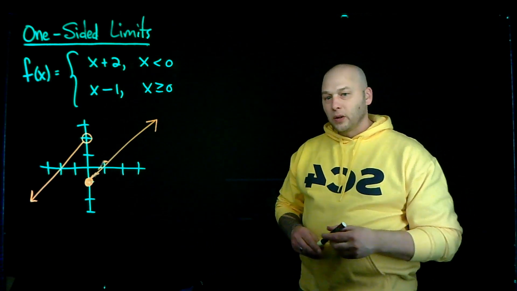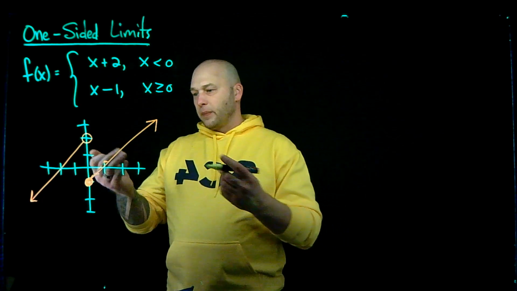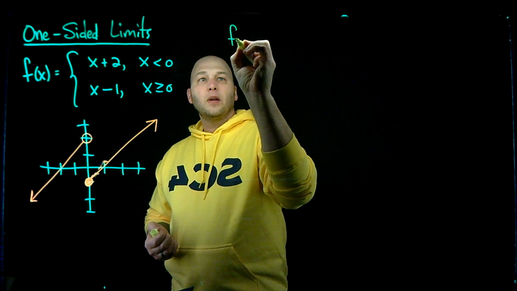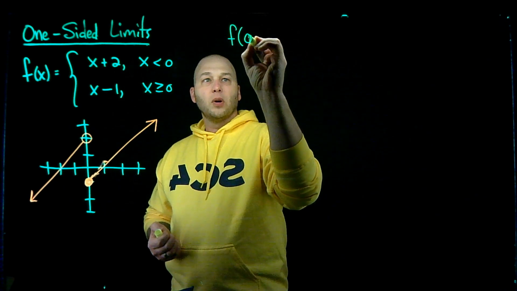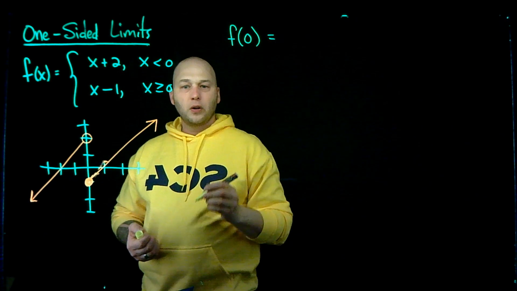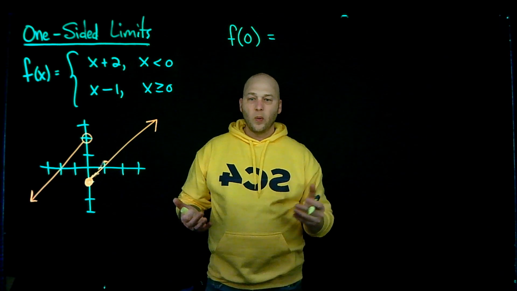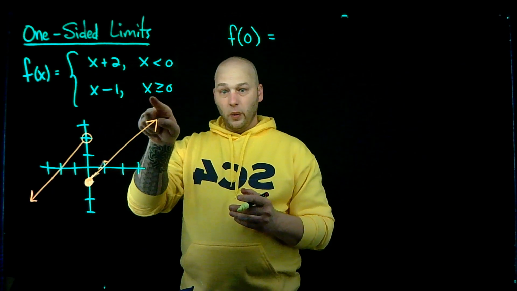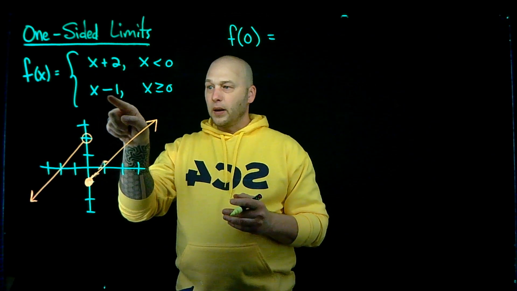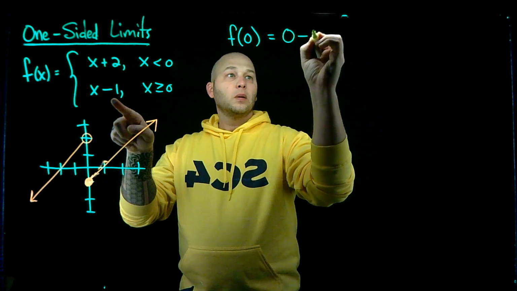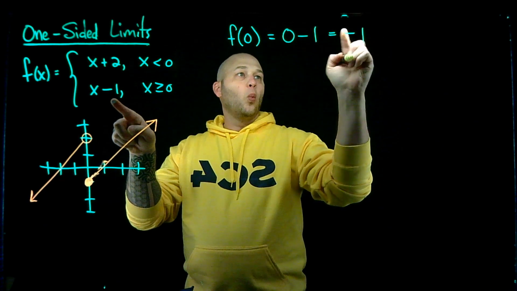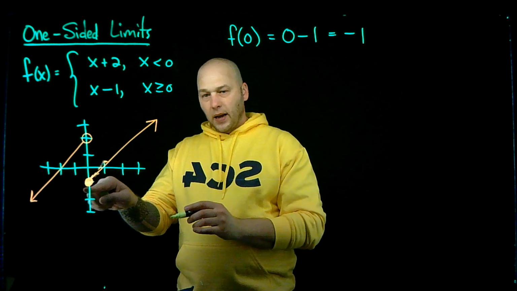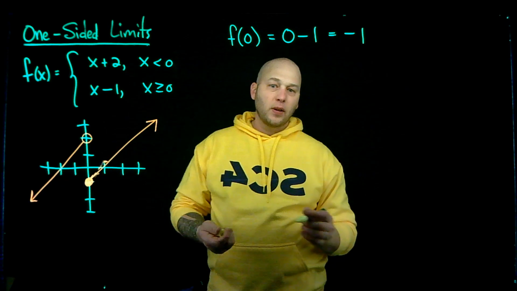Now, what I want to do is look at a couple of different values here. Let's start by computing the function value, f evaluated at 0. When I plug 0 in, what do I get? Well, I use the expression that includes 0 in this inequality, which would be 0 minus 1, which of course is negative 1. And again, we can see that on the graph because when x is 0, negative 1 is highlighted on the graph. So that's the function value.